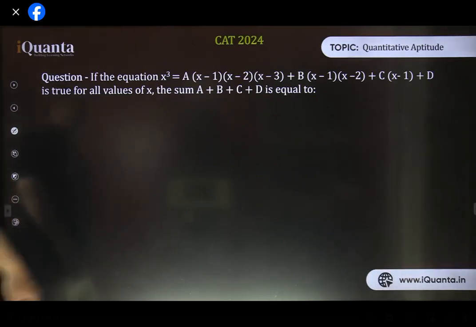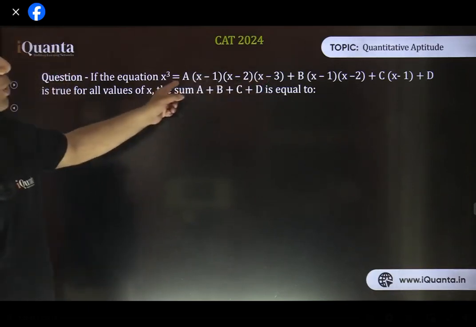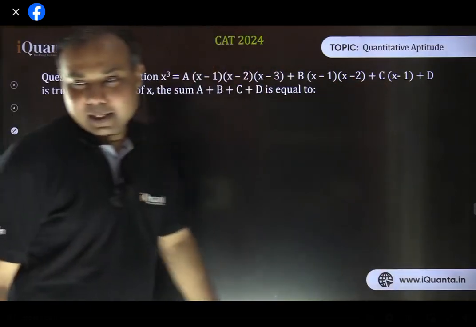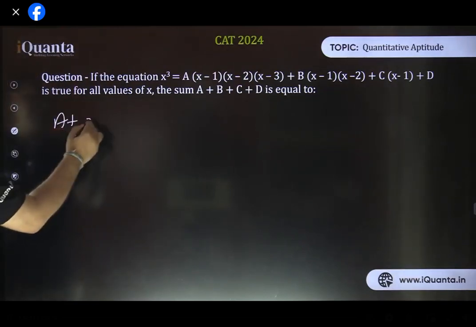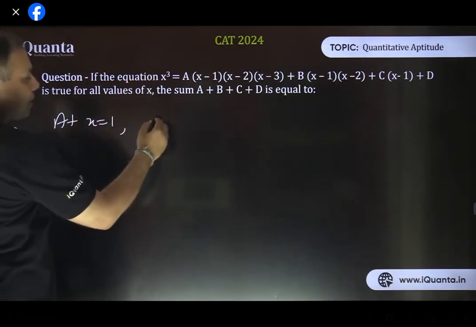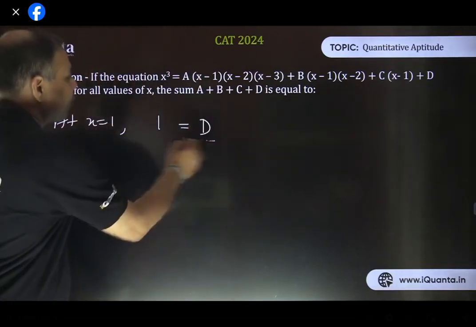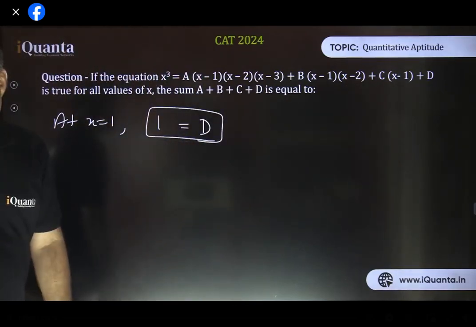If I take x equals 1, this coefficient of a will become 0. Coefficient of b will become 0. Coefficient of c will become 0. We will be left with only d, isn't it? So at x equals 1, that's perfectly fine. At x equals 1, left hand side is 1 cube, that is 1. And in the right hand side, the a term is 0, b term is 0, c term is 0, it is only d. So we got to know the value of d. d equals 1. That's the first part, isn't it?